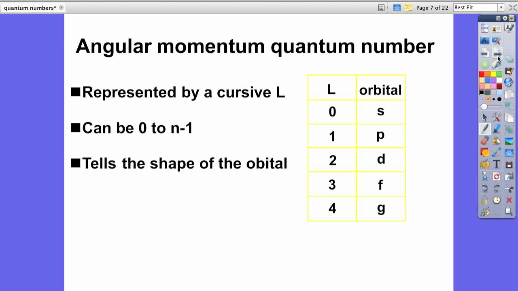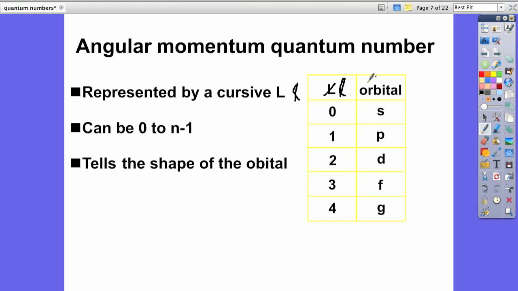The second quantum number is called the angular momentum quantum number, and this is represented by the cursive L. Let me change it over here as well. This is just telling you the shapes. We looked at 4 shapes before, s, p, d, and f. Don't worry about the g. We're just going to assign a number to each orbital or shape. So for the s, we're going to assign 0, p 1, d 2, f 3.